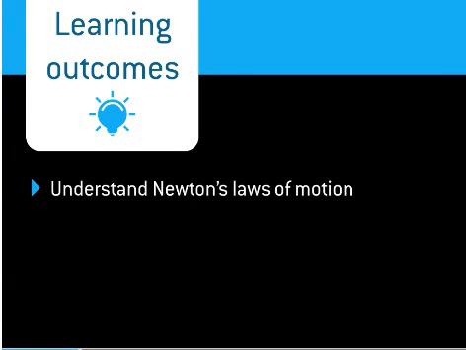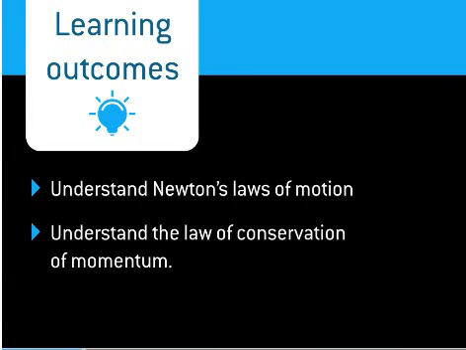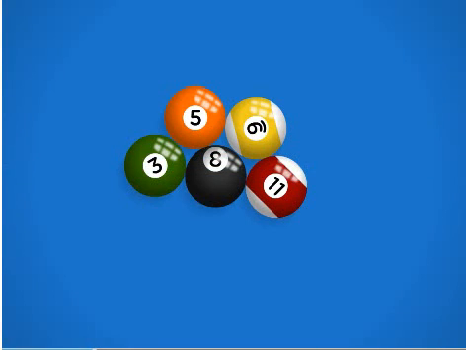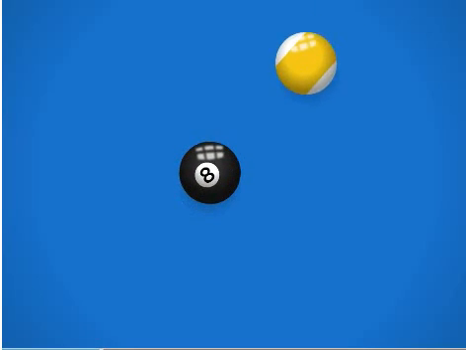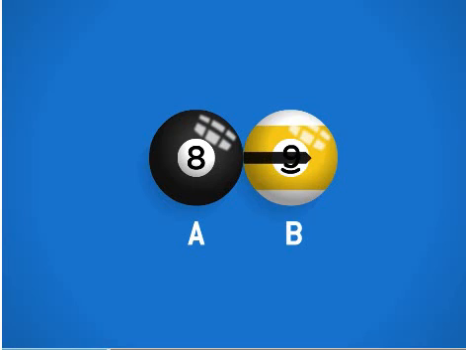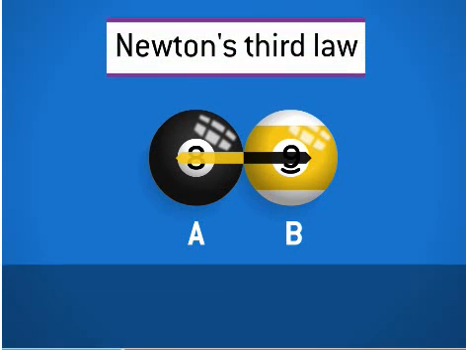To describe what happens in collisions, we need to understand Newton's laws of motion. Understand the law of conservation of momentum. When two objects collide, each object exerts a force on the other object. The force of object A on object B is the same size and in the opposite direction to the force of object B on object A. This is Newton's third law.